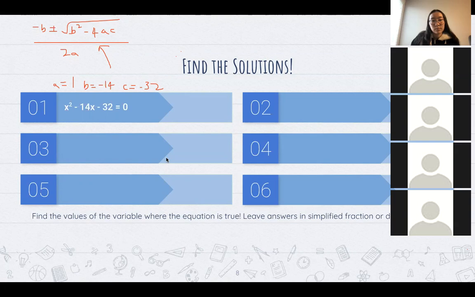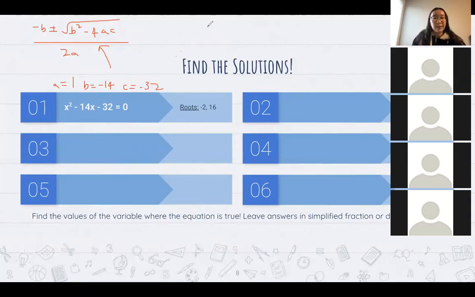Could I share my answer? Sure. So is one of the answers 175? No, but I'm glad you tried. So how about we go through it? The actual answers are -2 and 16. I think it's really easy to mess up on this long quadratic formula.